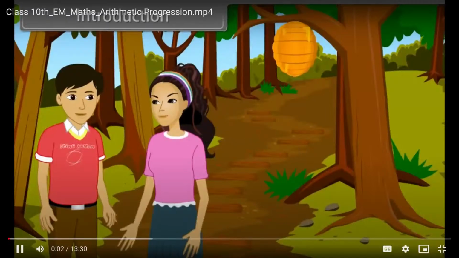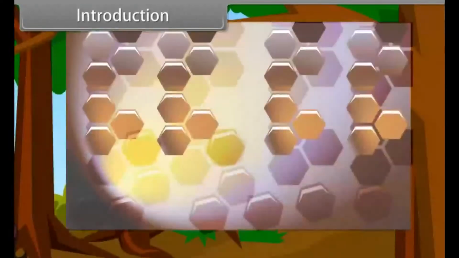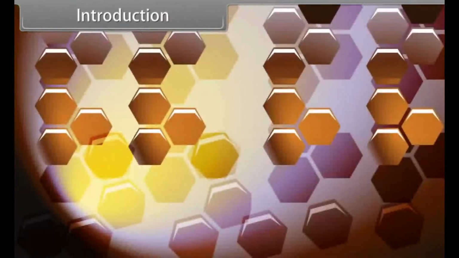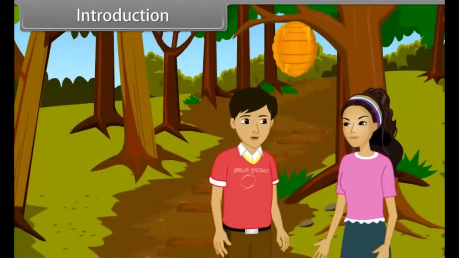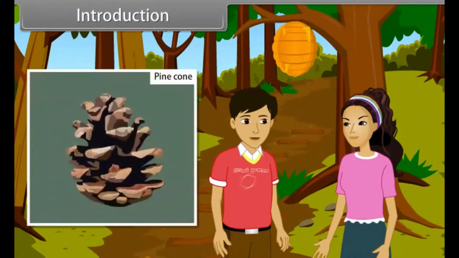See those holes on honeycomb. Yeah, how beautifully the bees make honeycomb. Have you noticed the holes in that? They're in a pattern. Hey, yes, they form a pattern. In nature, we can find so many things with patterns. Things like, hmm, things like pine cone.